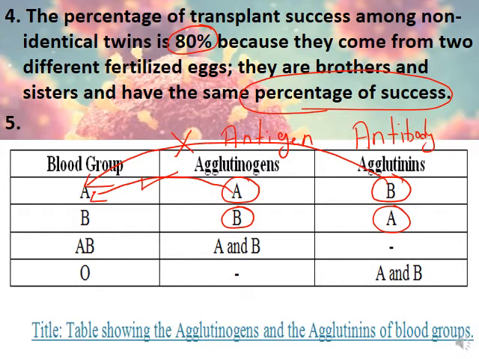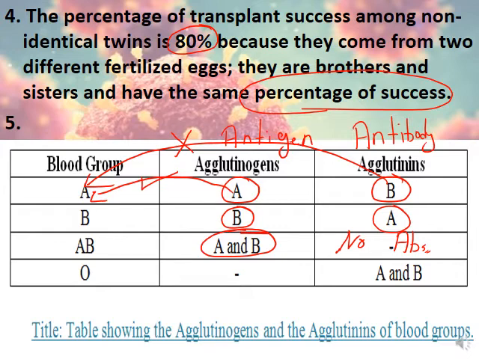Blood group AB, so we have antigens A and B, while we don't have any antibody. So there is no antibody here. Antibodies, we can write it as AB, with small s here. So no antibodies. That's why this blood group AB is called the universal recipient.